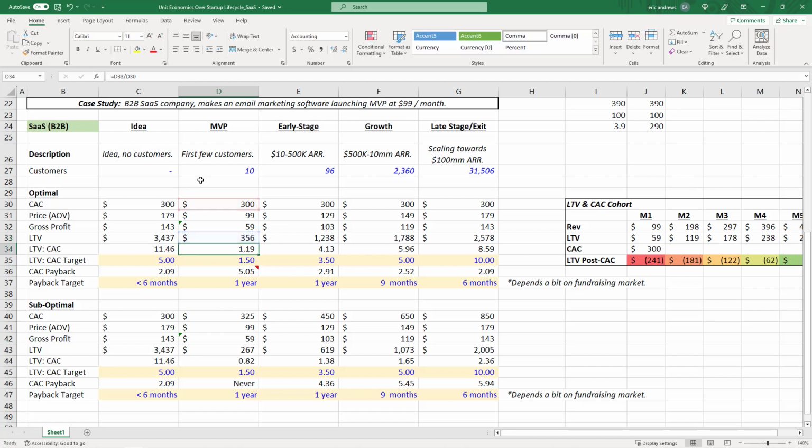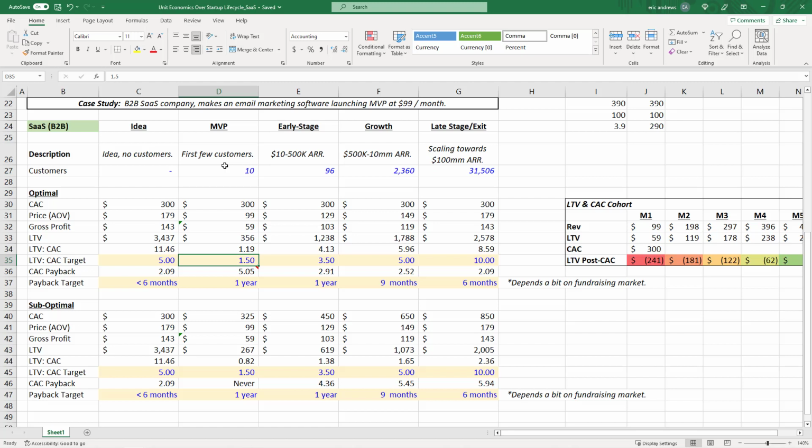So the LTV to CAC ratio is only around 1, but if it's over 1, it still means you'll make some amount of money on each customer. So an LTV to CAC target in the beginning, if you're over 1, just on the first couple customers, that's a good sign, because you know that you can have further price increases and you'll be able to improve your customer retention.